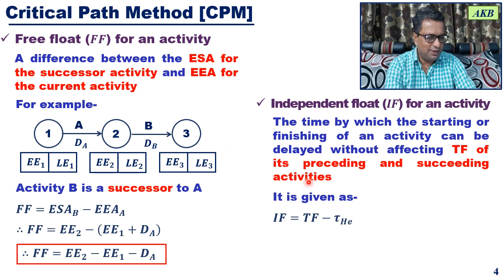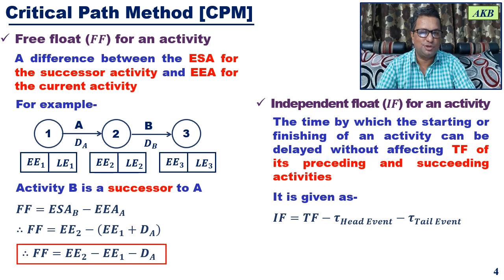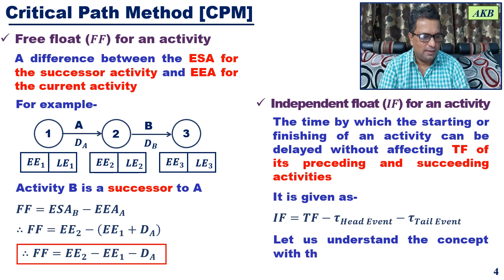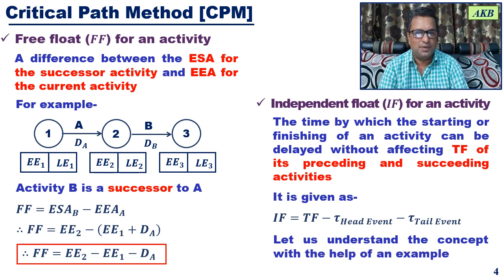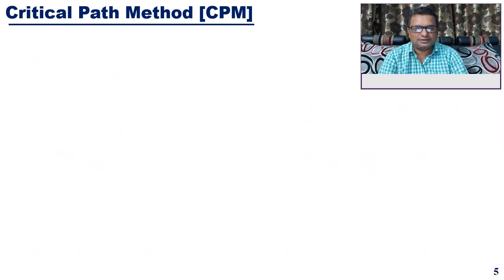So mathematically, how is it given? Independent float, that is IF, is equal to total float minus slack for head event minus slack for tail event. IF is equal to total float minus tau for head event. Tau, we have just understood, is nothing but slack for head event minus slack for tail event. We are going to understand this with the help of an example, so that the concept is clear to you.